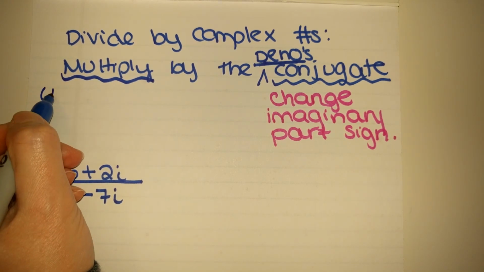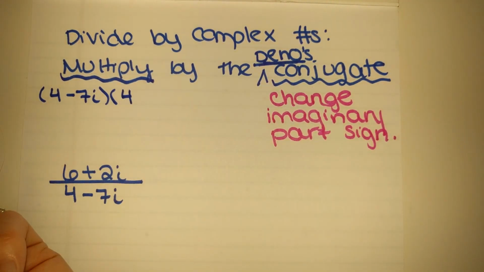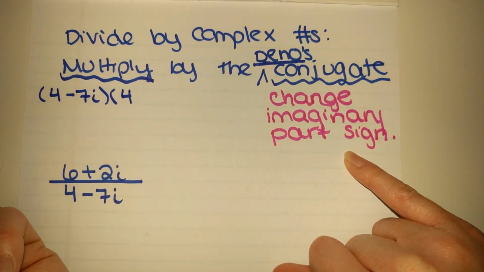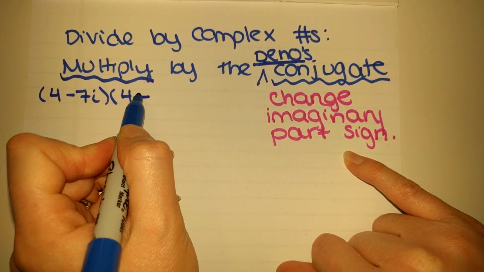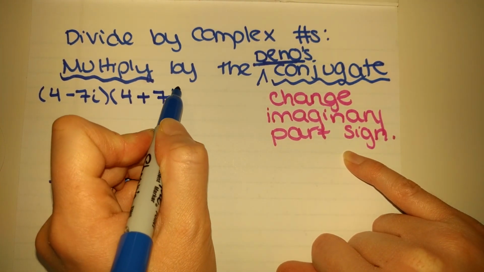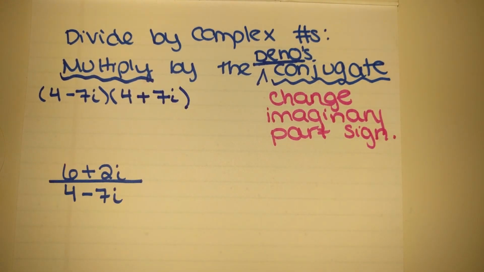So just off to the side here, if I have 4 minus 7i, and I multiply that by the conjugate. So the conjugate, we change the imaginary part sign. So we have negative 7i, we'll change that to a positive 7i. Now, because we have 2 terms times 2 terms, we need to FOIL it out.